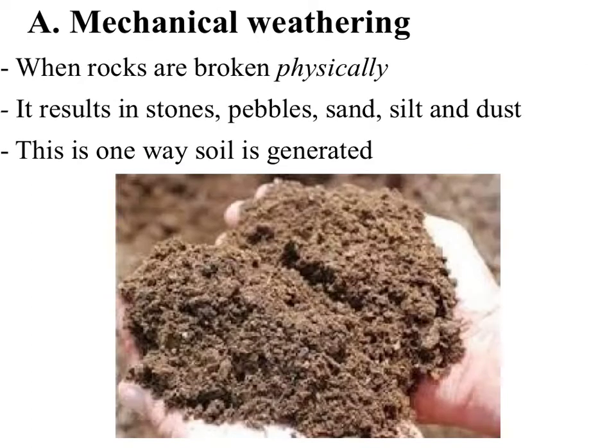Now there are two different types of weathering that we're going to talk about. The first is mechanical weathering, and that is just when rocks are broken down physically, when there's no chemical change to the rock. Its chemical formula isn't altered at all. You could create mechanical weathering, for instance, just by smashing up a big rock with a hammer. This results in stones and pebbles and small pieces of rock, sand, silt, dust, etc.